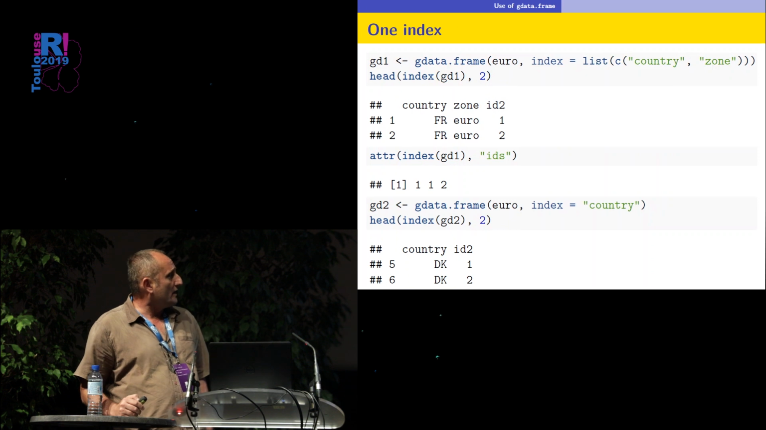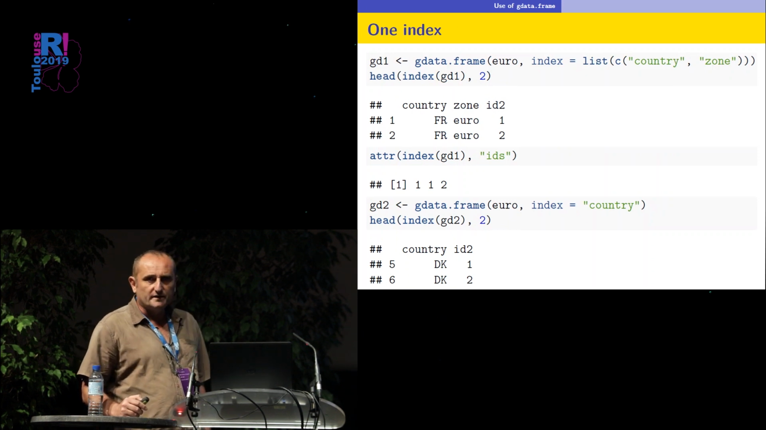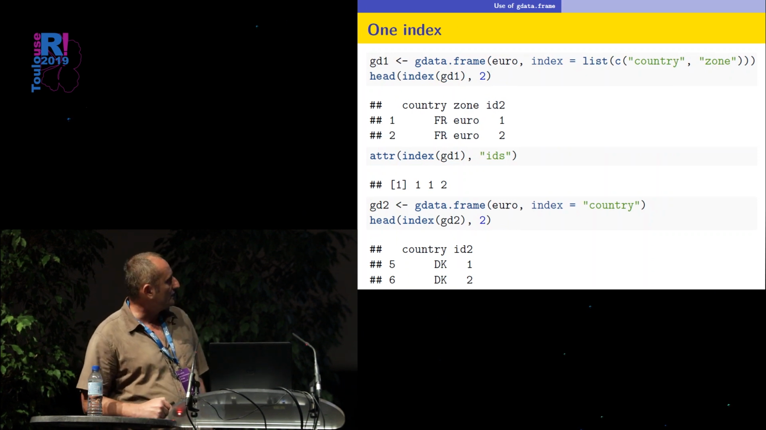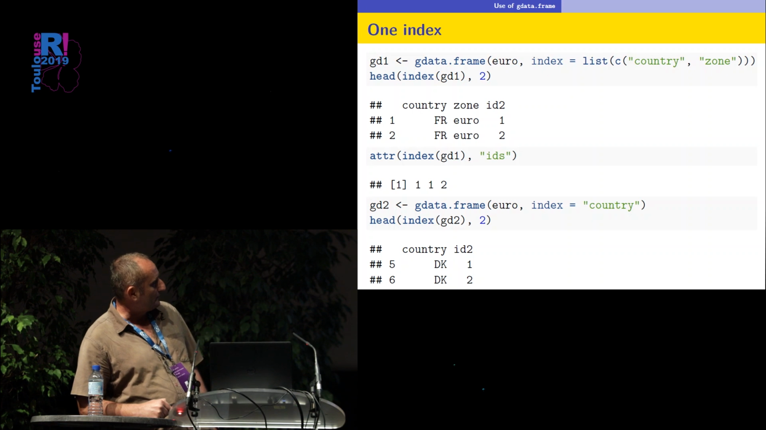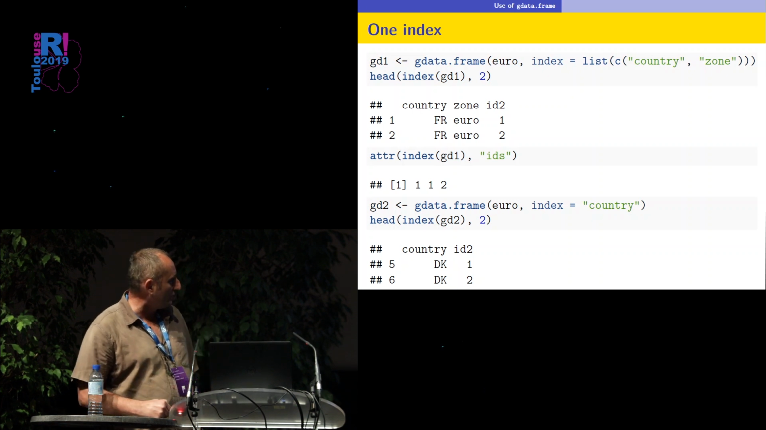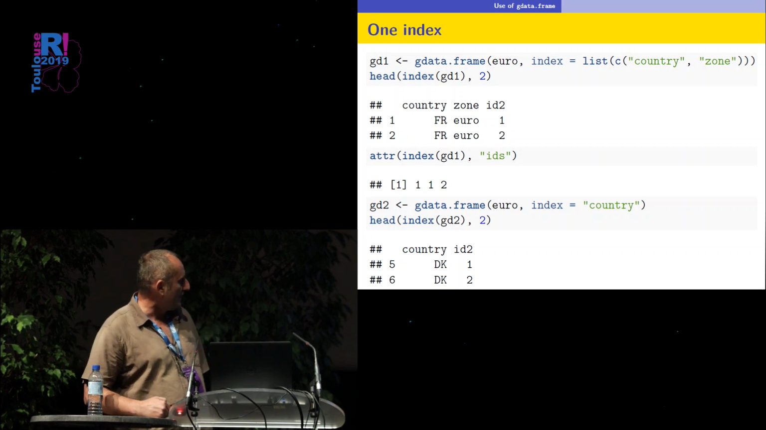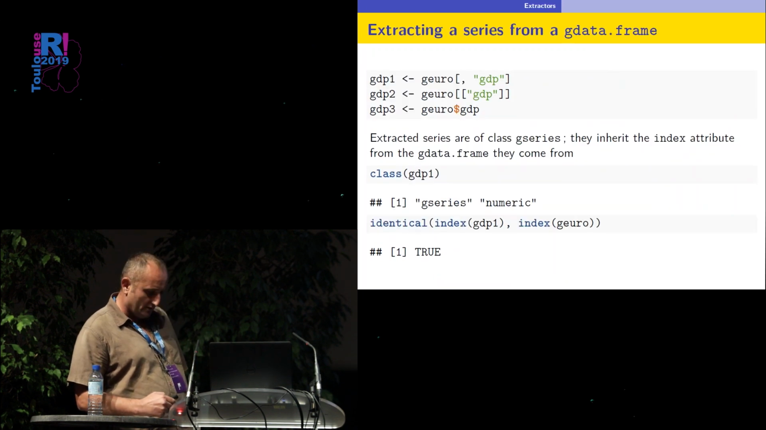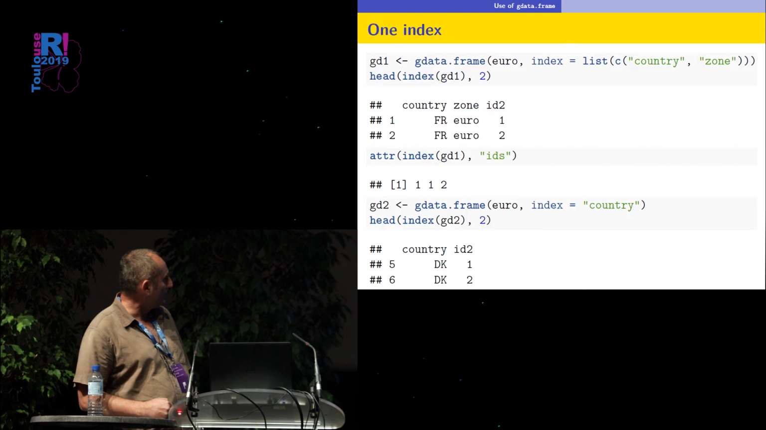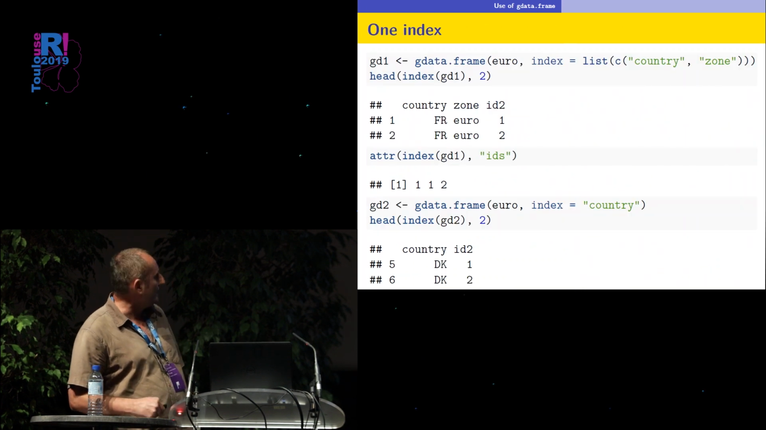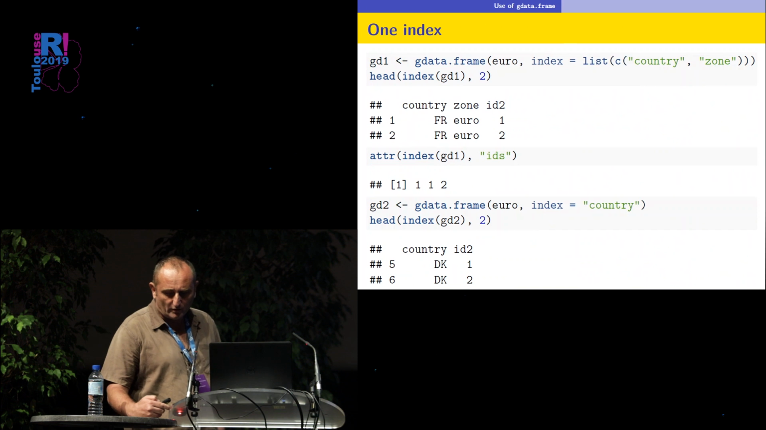Sometimes you only have one index in your data frame. The other one is implicit. So in this case, you can provide either the name of the first index and the nesting variable here, or only the name of the first index. And in this case, as you can see, in the index attribute, the second index is auto-generated and called here ID2.